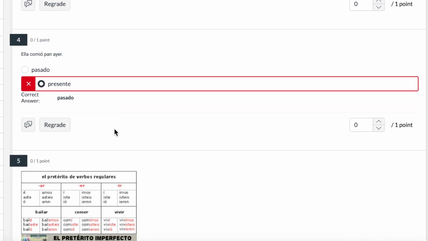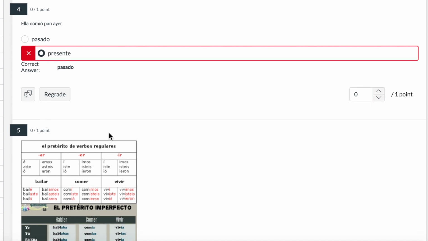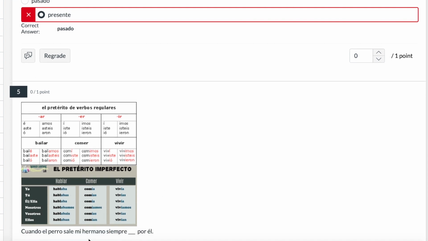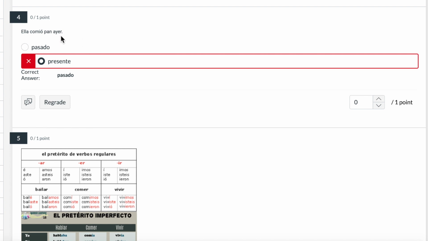Okay, number 4. Ella comió pan ayer. Is it past or present? Well, if you look at the chart, which you don't have right here, but you do on the wall, I-O with an accent, where does it show up? Does it show up? If it does, it's past tense. Well, I happen to know it would be right there. Comió, there it is. So that's past. But what else can we look at? What's this word say? It says ayer, yesterday. If it happened yesterday, it's probably pasado.